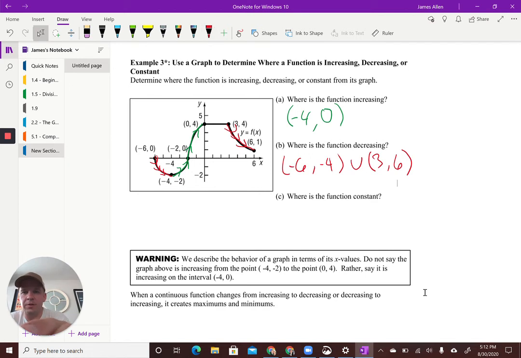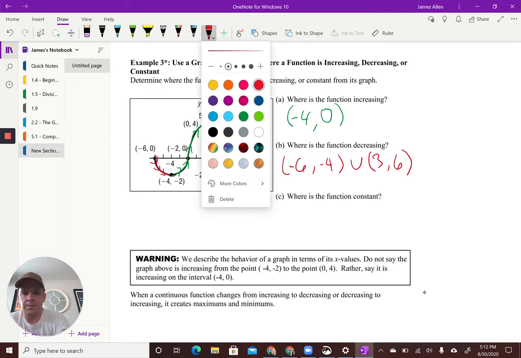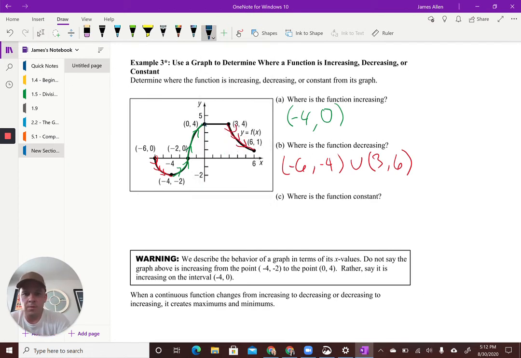Now, where is the function going to be constant? Well, what do we have left here? And I'll do this in blue. I think that's what I said earlier. This stretch, whoa, kind of slipped on that one, but that stretch up there is going to be our constant. So it's really doing nothing, just staying flat. Function values are staying the same, they're staying equal. So from 0 to 3, we are constant.